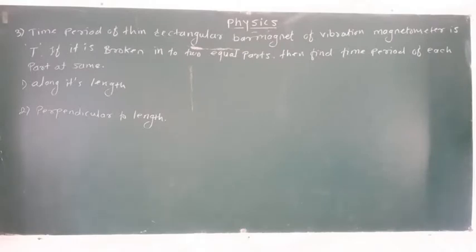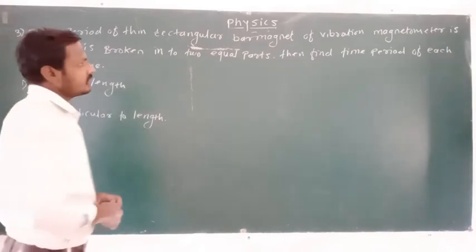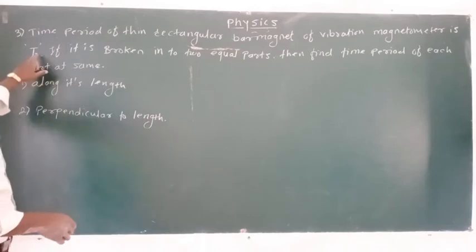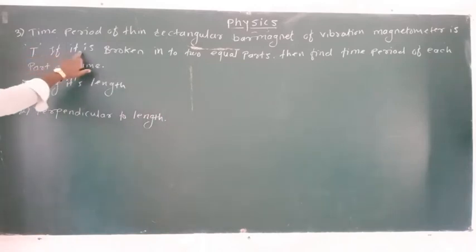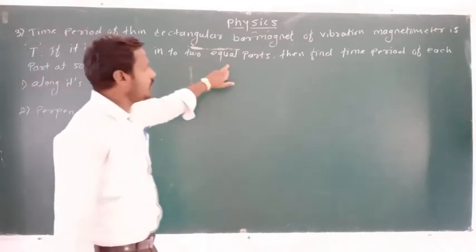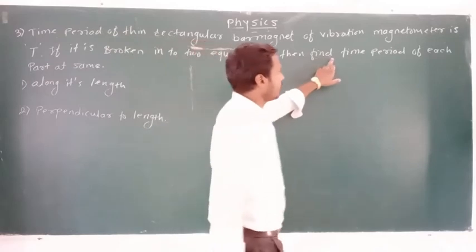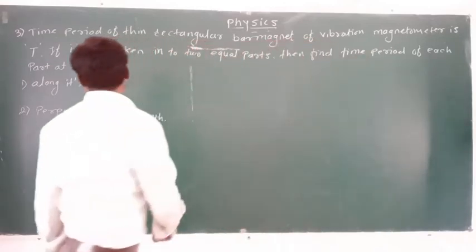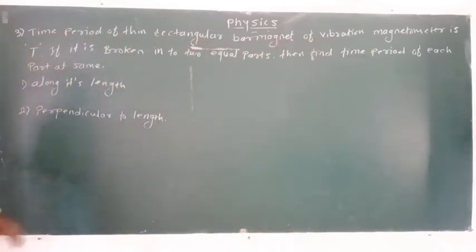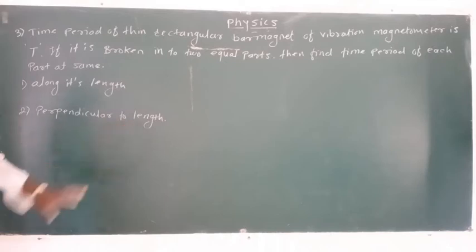Now the next problem. The time period of the thin rectangular bar magnet of a vibration magnetometer is T. If it is broken into two equal parts, find the time period of each part at the same place, along its length and perpendicular to its length.